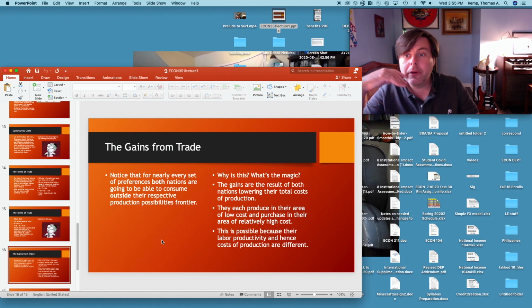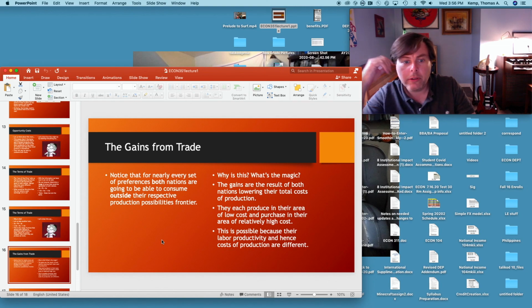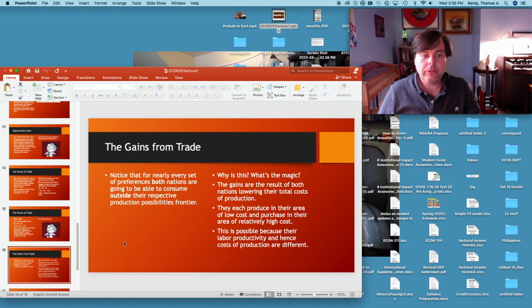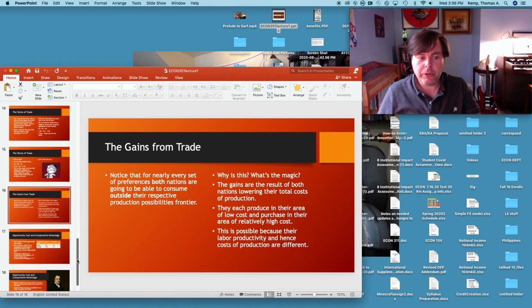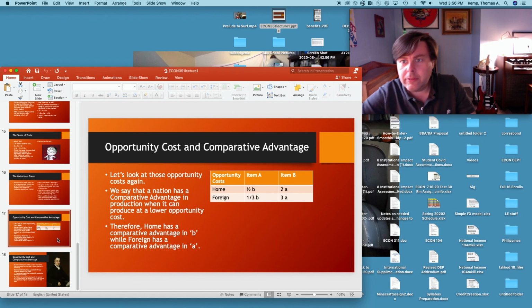Okay, so how is that possible? How is it that we end up with this net sum gain? Well, it seems kind of complicated, but when we back off from it a little bit and think in plain terms, it becomes very straightforward. The gains are coming from the different costs, right? Each nation is producing at a lower cost than they could on their own.